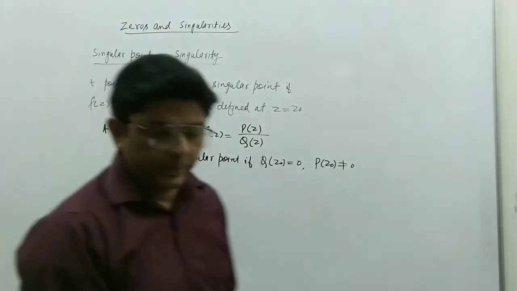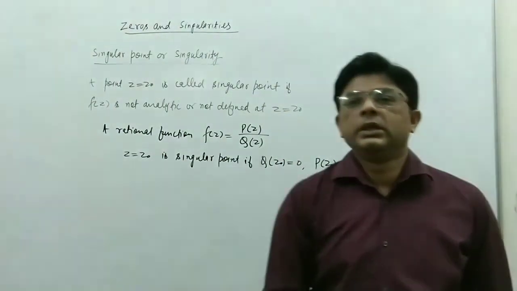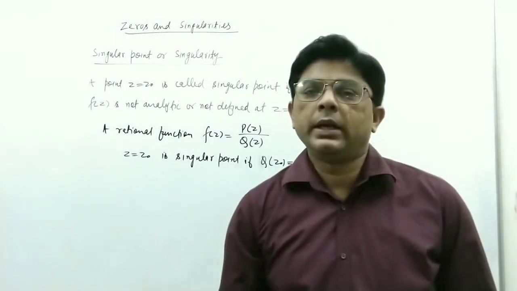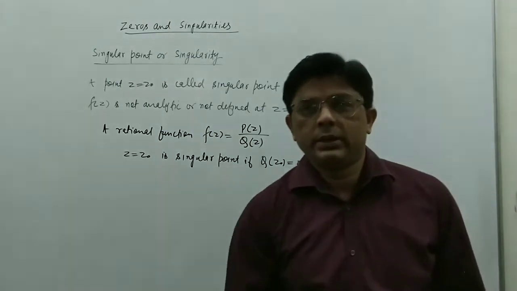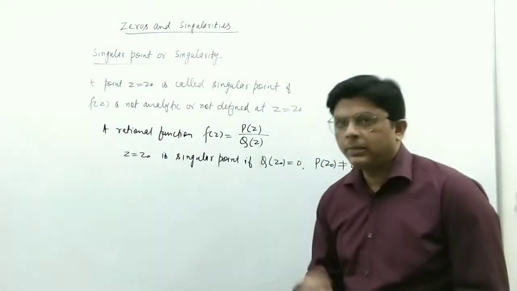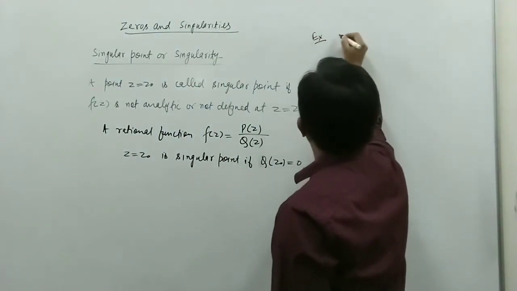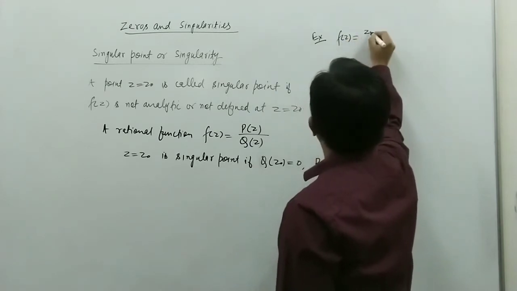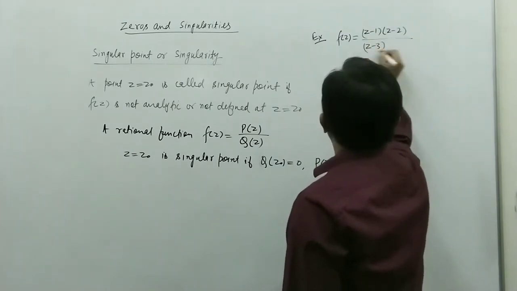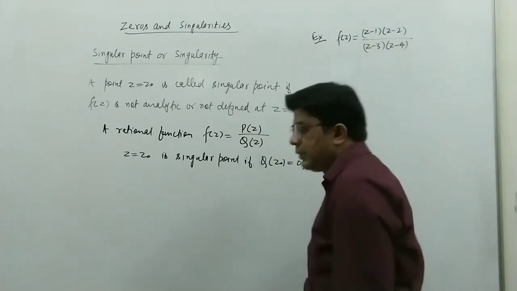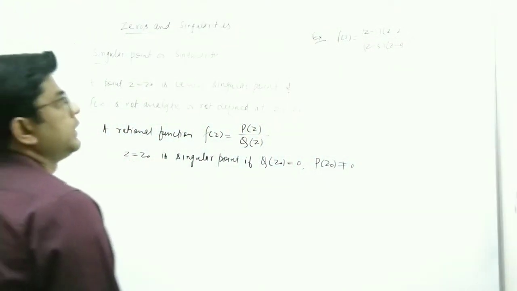It means simply, in simple language, we can say that if the denominator is 0 at some point of a function, then the function is not analytic at that point, and that point or those points are called singular points or singularities. Okay. So let us take some example. For example, if we simply take a function like this, (z minus 1)(z minus 2) upon (z minus 3)(z minus 4). Okay.